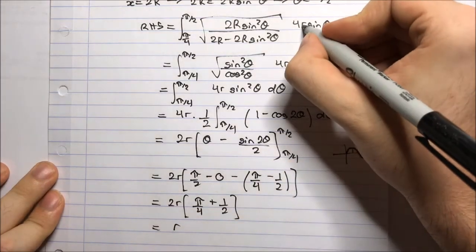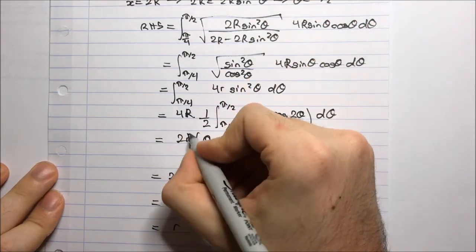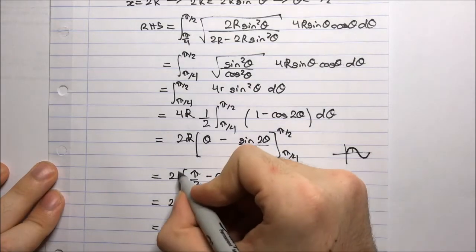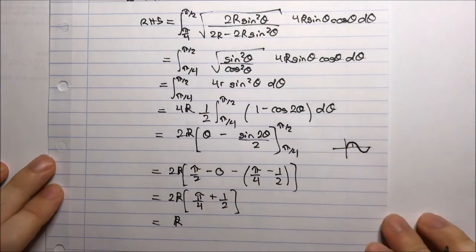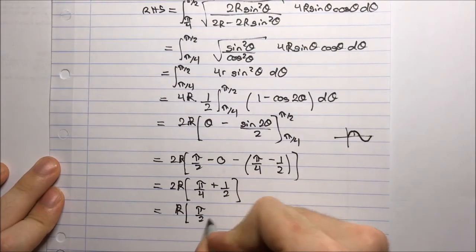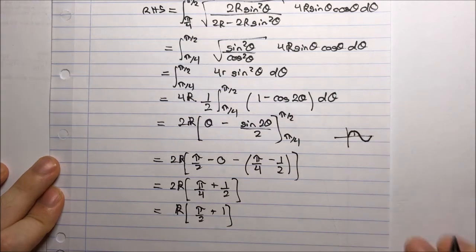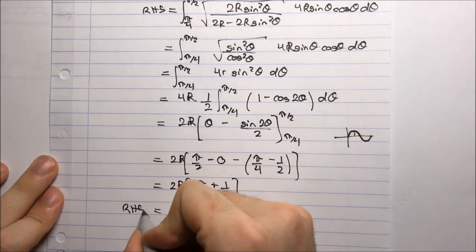Let's see, this should be a capital R, because that's what we made as our substitution, so I'm sorry about that. This should be a capital R all the way through to be consistent. Pi on 2 plus 1, just distributing that 2 through. So that was what the right hand side was equal to.